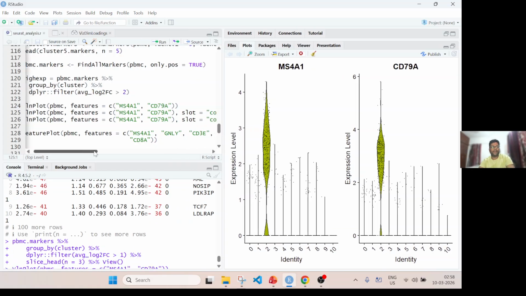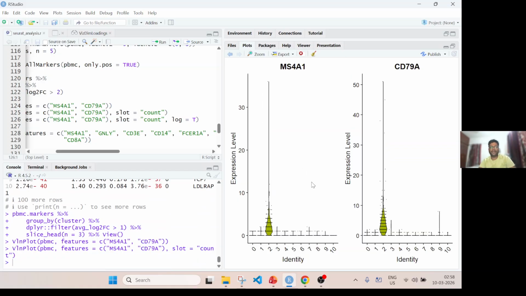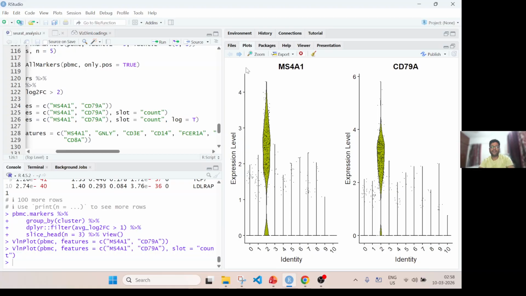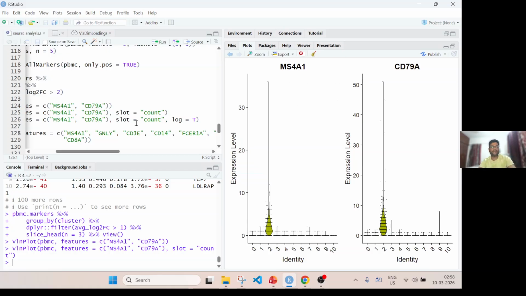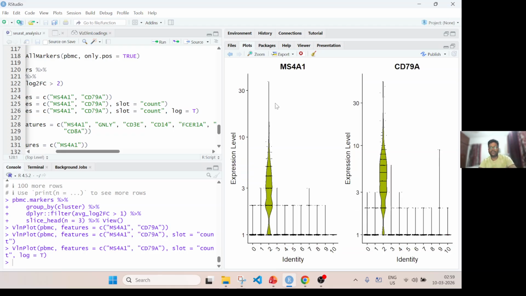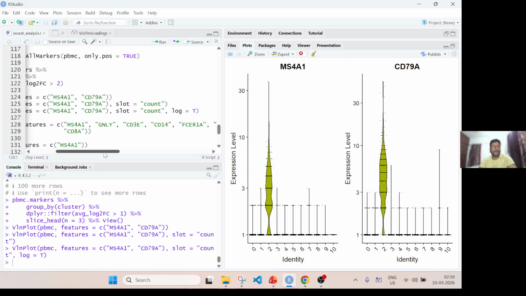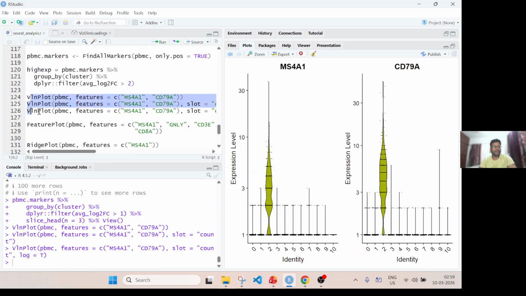You can also use the count, so you can see slot equal to count, and it will display the raw count expression level. That's why you see that the scale is very different here. This scale is 4 and 6, but in the raw count it goes to 30, 50. That's why you can also use log equal to true, so you further scale down into a log scale, but it did not make much difference here. Only this part got a little bit trimmed with the log scale. Okay, so this is one way to visualize the Violin plot.